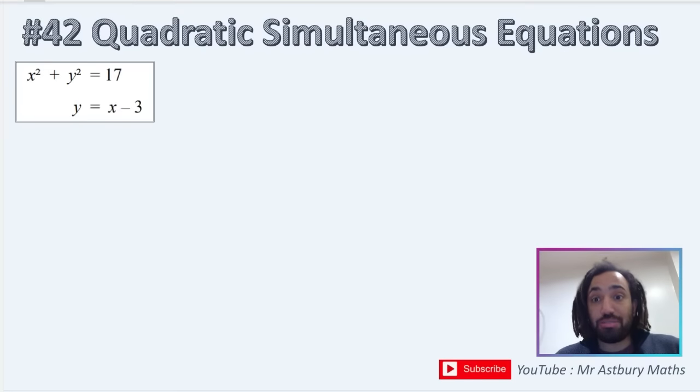42, quadratic simultaneous equations. Classic question. Always got lots of marks, maybe 5 or 6. And it's a really formulaic type of question. So learn how to do it, get those marks. Here we go.